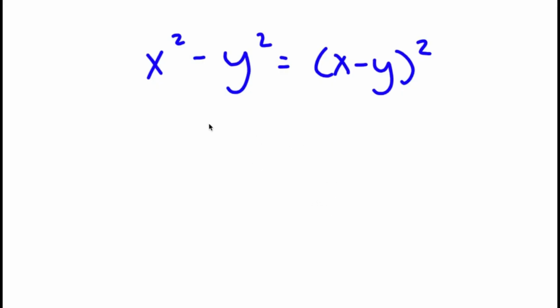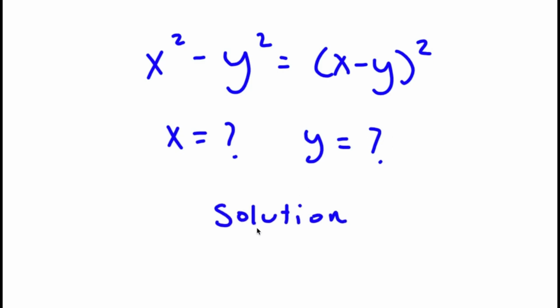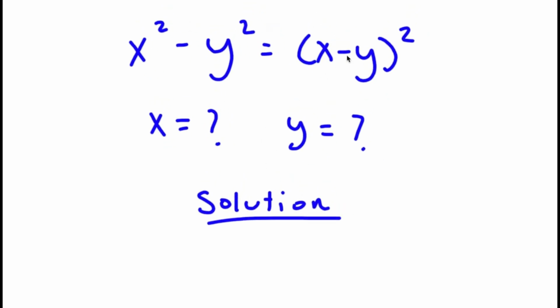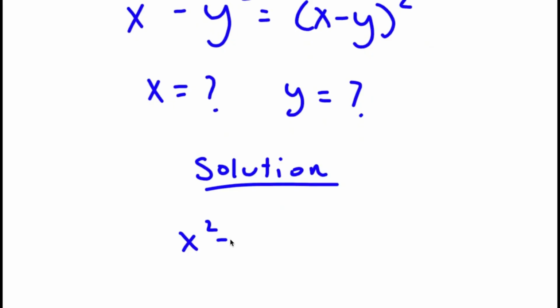Alright, so in this problem, I have x squared minus y squared is equal to (x minus y) squared. And I want to find the value of x and y. So for my solution, I'm going to first start by simplifying (x minus y) squared. So (x minus y) squared, that's actually equal to x squared minus 2x plus y squared.